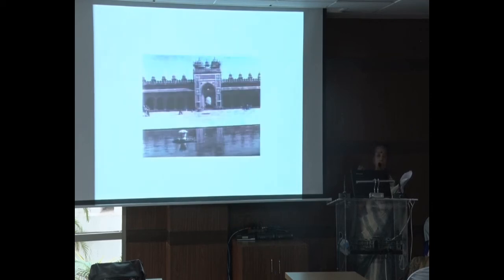Next. The photograph of Fatehpur Sikri, where water became very important. And I'm not going to go into the architectural details, but if you remember, Fatehpur Sikri had to be deserted because the river was moving away.